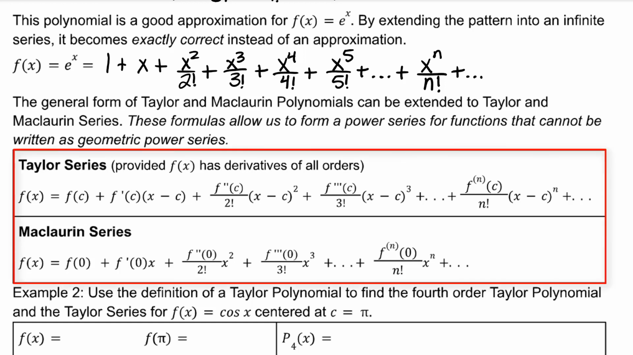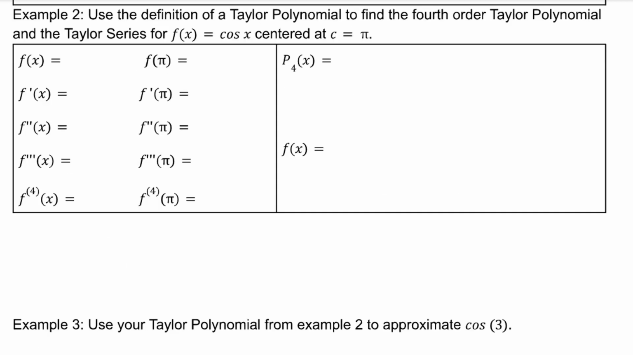The series formula for Taylor and Maclaurin series is just like the polynomial formula, but you show an nth term and you put the plus dot dot dot to show that it is infinite. Example 2: use the definition of a Taylor polynomial to find the 4th order Taylor polynomial and the Taylor series for f of x equals cosine x centered at c equals pi.